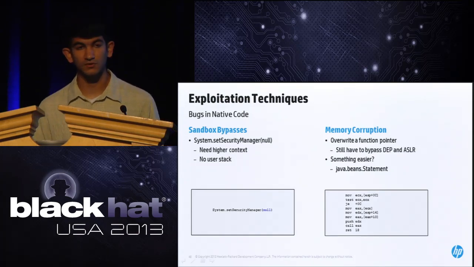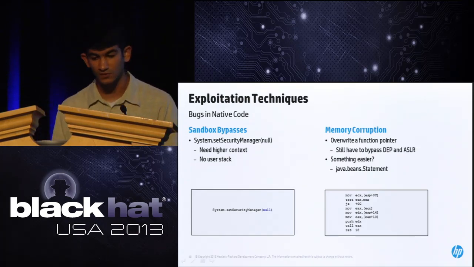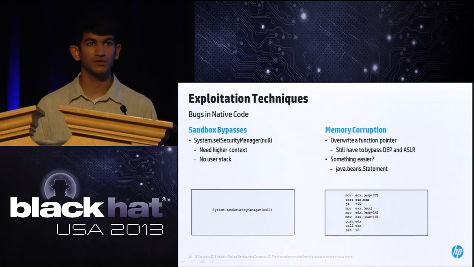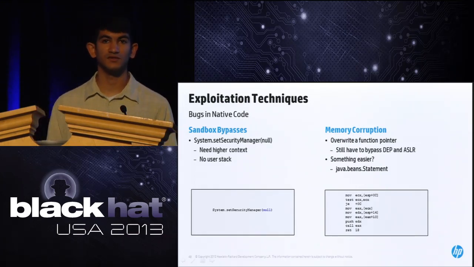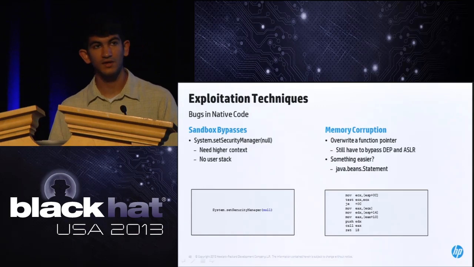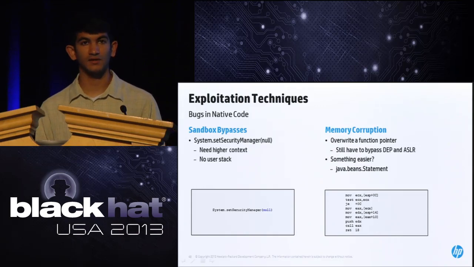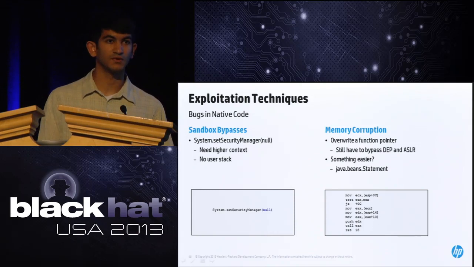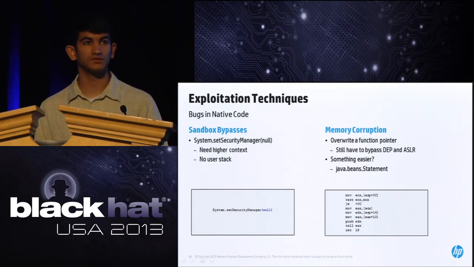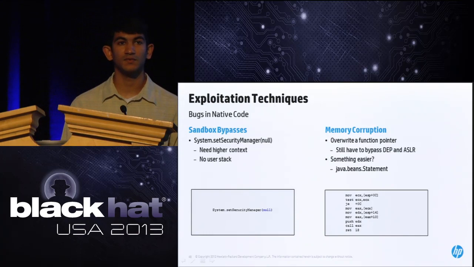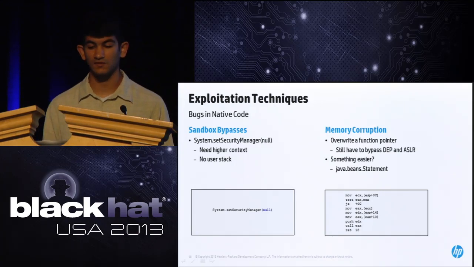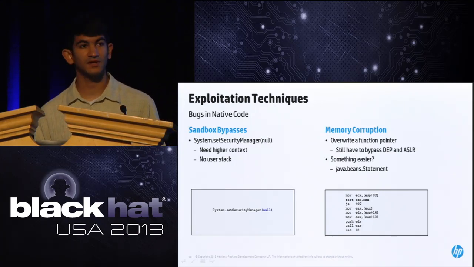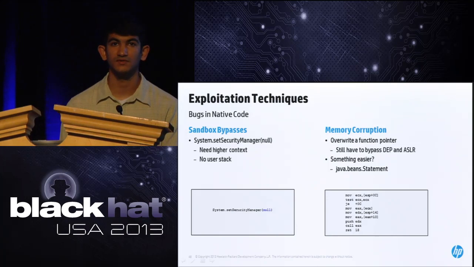For memory corruption, you have your usual techniques, one of which could be to override a function pointer. The problem with that is then you have to deal with DEP and ASLR. If you have an out of bounds write and you also have an out of bounds read, then you may be okay in that you could use that to compute offsets and potentially do something interesting with that. Something that is sometimes easier is the use of the Java Beans Statement class, which was given to us by Vitaly Toropov.